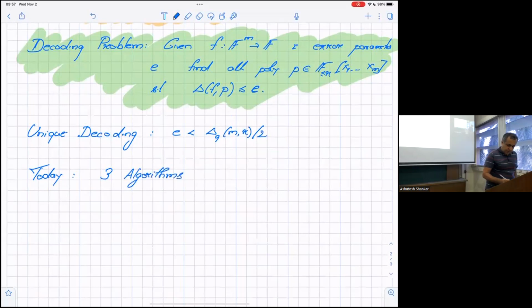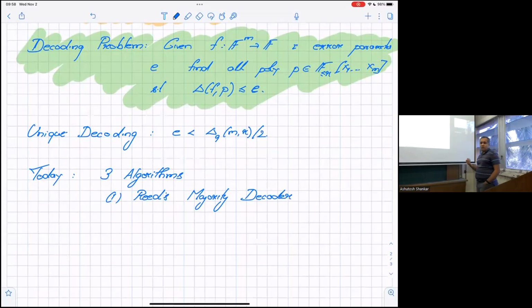The first will be Reed's majority decoder. This is actually the reason why Reed is included in the name Reed-Muller code. Historically, I think Muller defined the code and Reed gave a decoding. So this is only for the setting q equals 2. This will work only for the setting q equals 2.